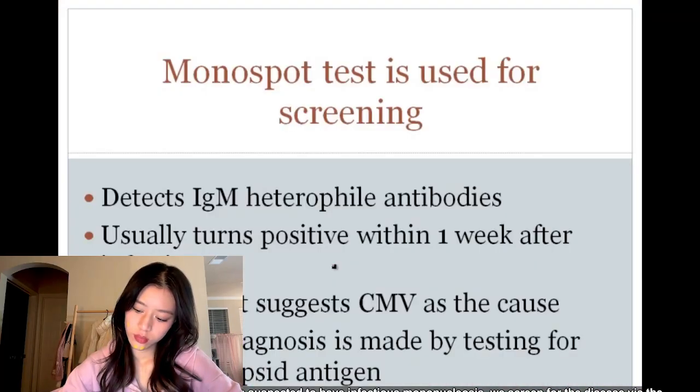When a patient is suspected to have infectious mononucleosis, we screen for the disease via the monospot test. The monospot test is interesting because of the basis of this test.